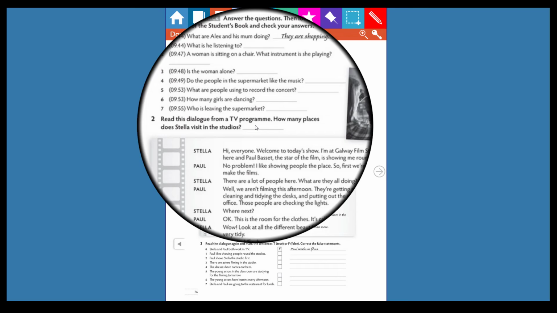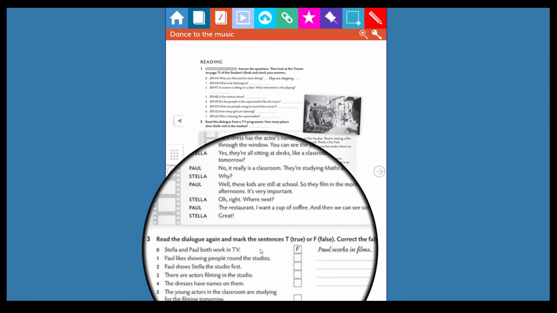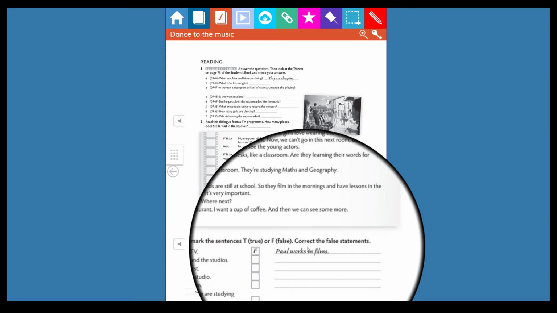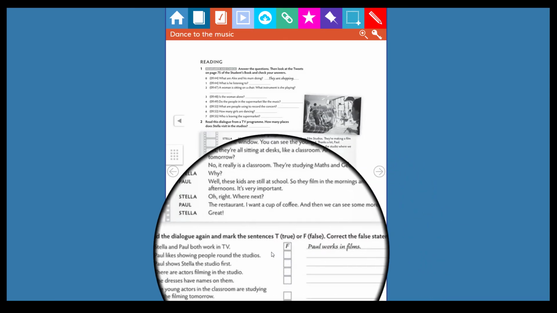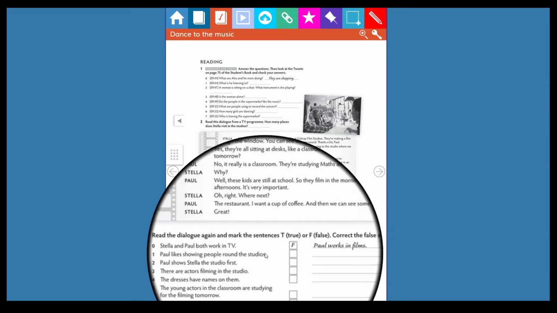And then you have to do activity number 3. Read the dialogue again and mark the sentences T, true, or F, false. And you have to correct the false statements. So here we have different sentences and you have to say, oh, this is false or oh, this is true. And if the answer is false, you have to correct the sentence, okay?